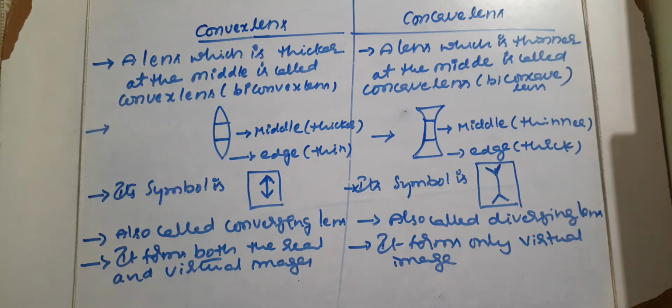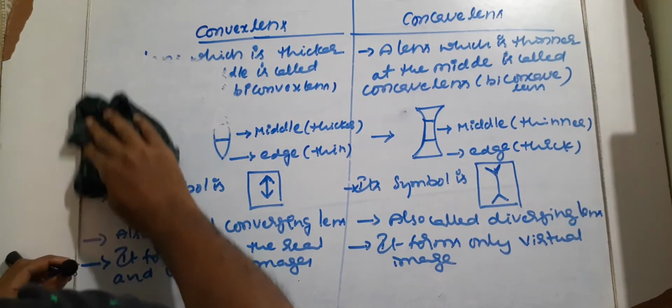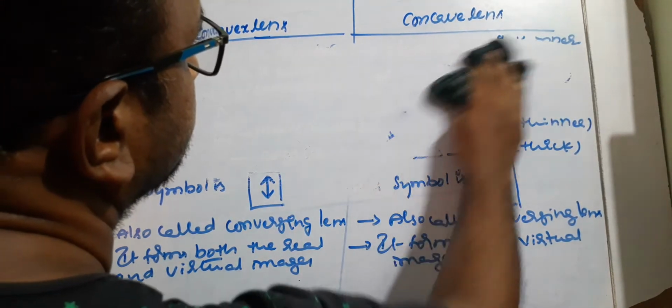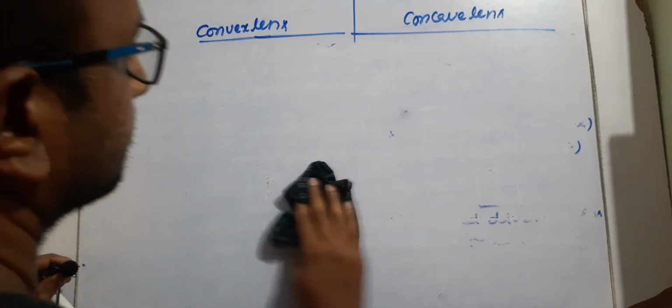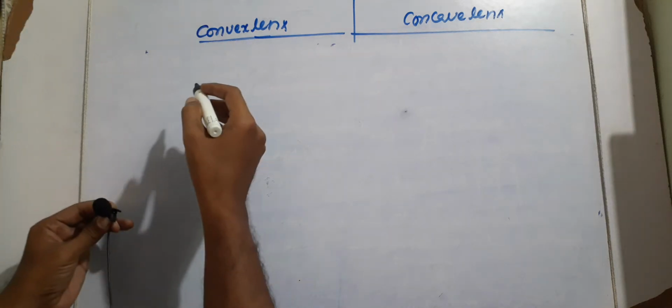Now two more points. We discuss those two points under convex and concave lenses. Light rays after the refraction through the convex lens will be converged in general cases.